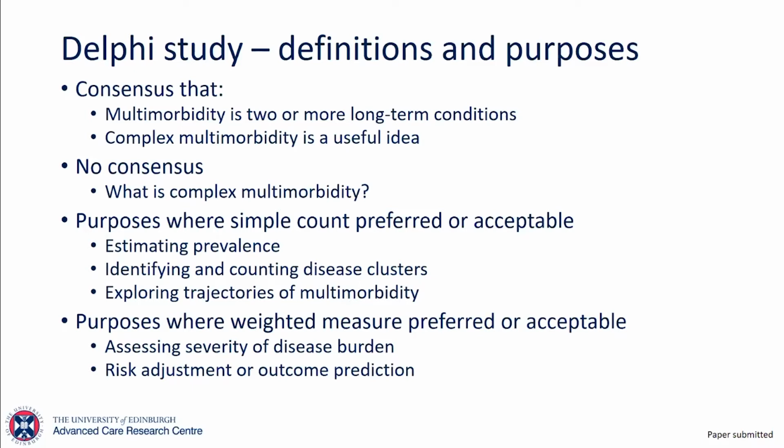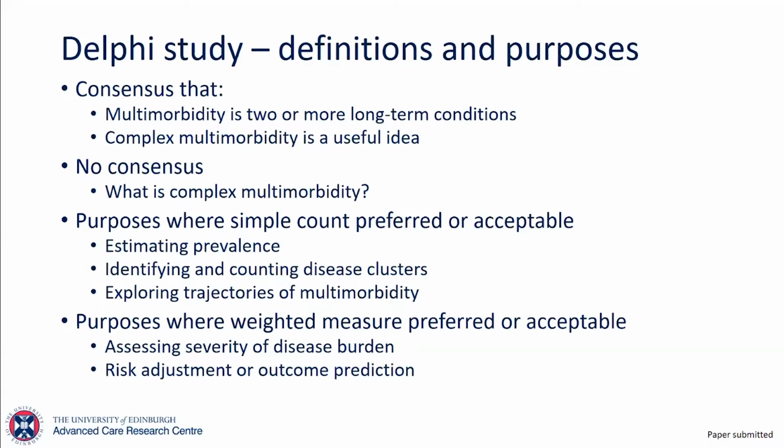We asked them for these five purposes: is a simple count or a weighted measure preferred, or is it acceptable? None of them come out as clearly preferred. But if you look at the combination of preferred or acceptable, which measures win? Simple counts win for estimating prevalence, which is pretty obvious when you think about it. They win in terms of counting disease clusters. In other words, if you're clustering diseases, conditions should be weighted equally, is the implication. It's a slightly different question.